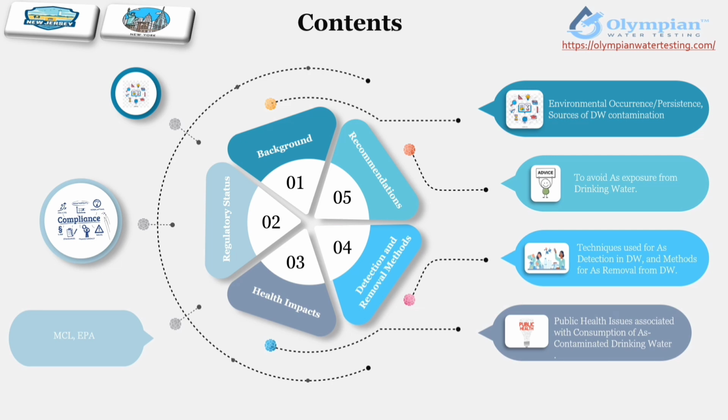Next, I will briefly describe various health impacts associated with acute and chronic arsenic exposures among different age groups. I will then describe some known detection methods for arsenic in drinking water and different recommended methods and suggestions for arsenic removal from drinking water to make it consumable for humans. In the last, I will give you some recommendations to keep yourself safe from drinking water associated arsenic exposure.